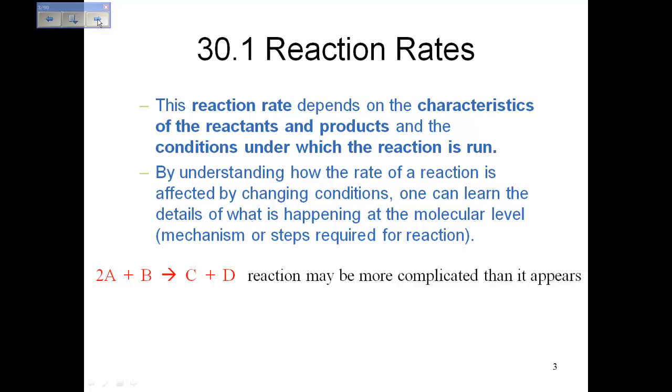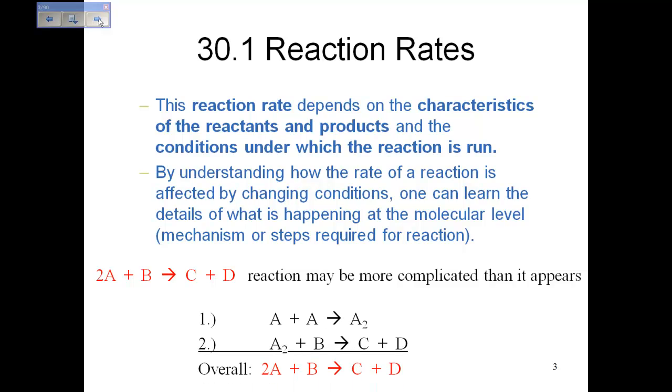For example, in this case, there's a possibility we could be looking at this. Maybe the first step is that an A molecule collides with an A molecule to form an A2. That A2 molecule then collides with B to form the products. Overall, since your intermediate A2 cancels out, it looks like 2A plus B gives you C plus D.